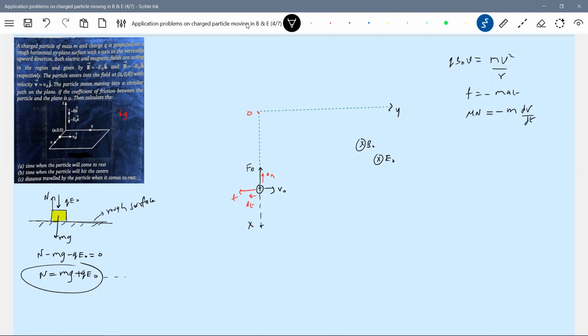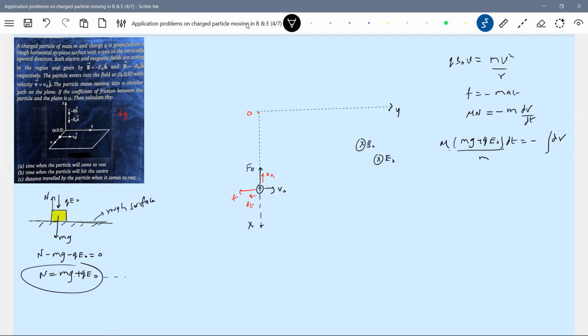So what is the question? The time when the particle will come to rest, the time when the particle will hit the center, the distance traveled by the particle when it comes to rest. The time taken, so when it will come to rest, when the speed has become 0. And what is N equal to? We have the value here. If you want this m also, I'll send here.